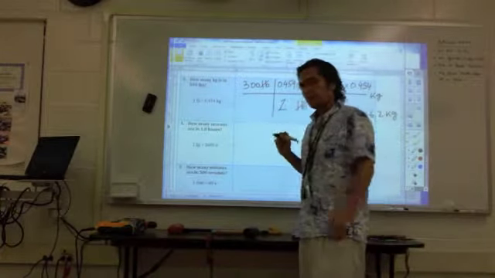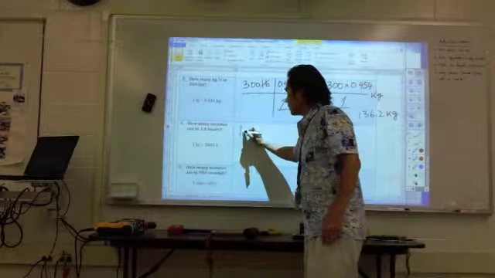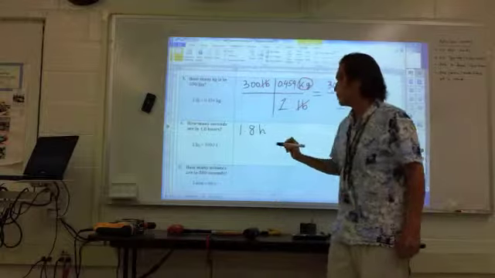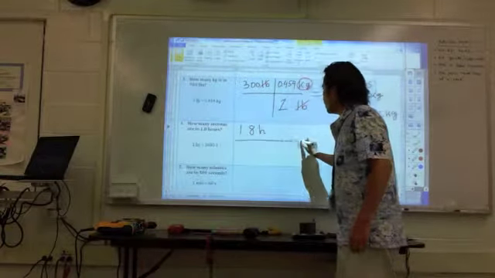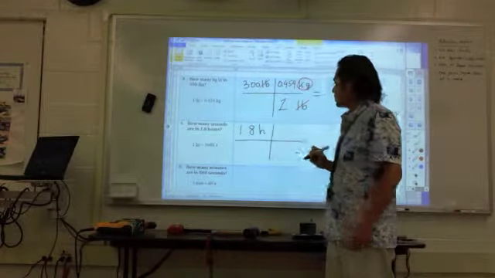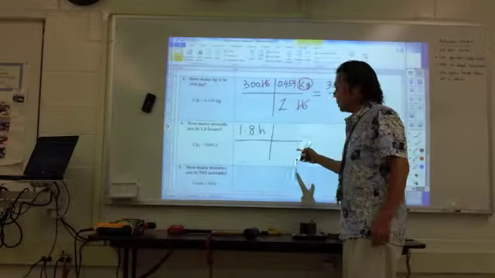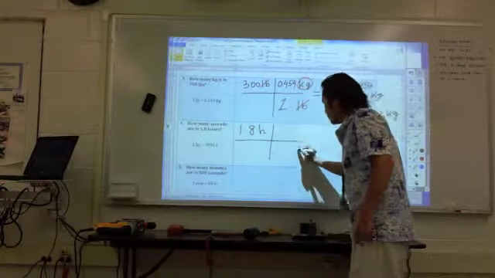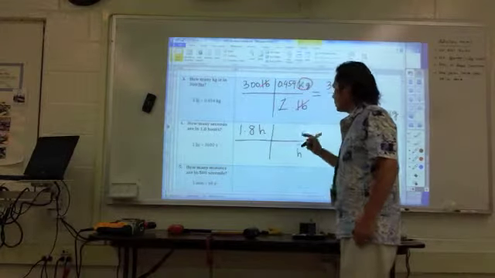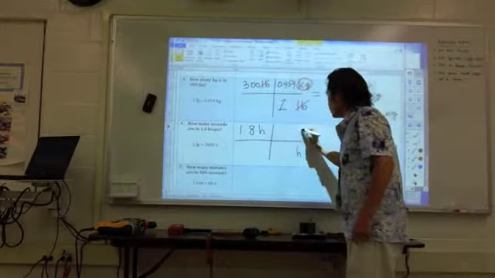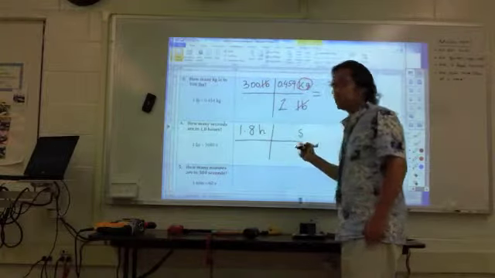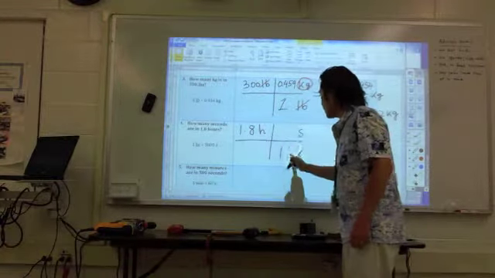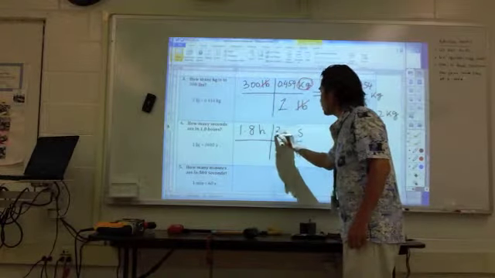Step 1. Write the starting quantity in the upper left corner. Okay, H stands for hours. Step 2. Draw a cross. Step 3, write the unit you want to cancel out on the opposite side of the cross, like that. Now write the unit you want to end up with. Associate numbers with the units. So we have 1 hour is 3600 seconds.